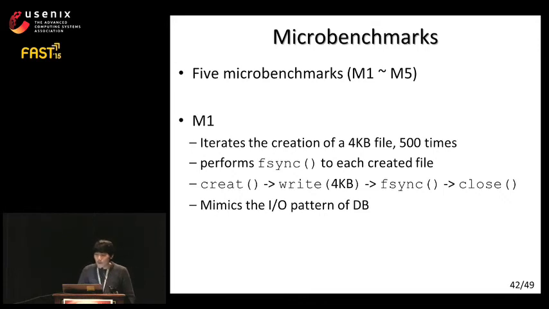For example, the M1 benchmark iterates the test 500 times. In each iteration, M1 opens the same file with the create system call and then writes 4 kilobytes of data to the file. Finally, it performs fsync and closes the file. Note that this micro benchmark mimics the I/O patterns of the SQLite database system.